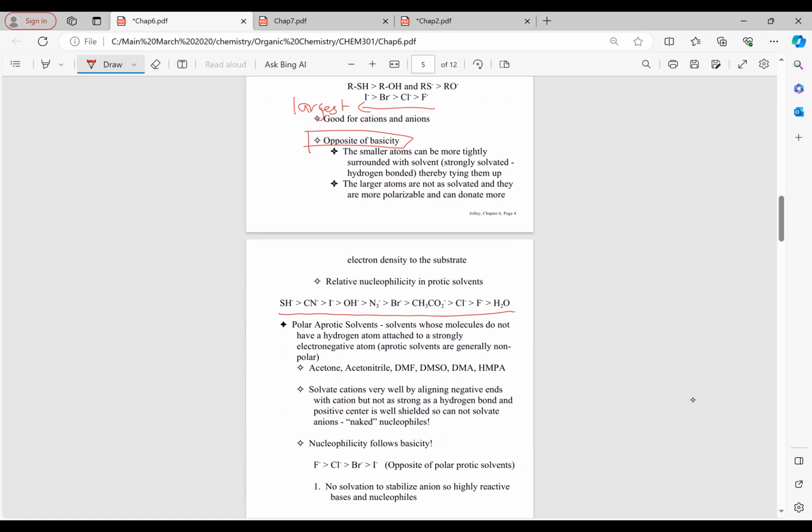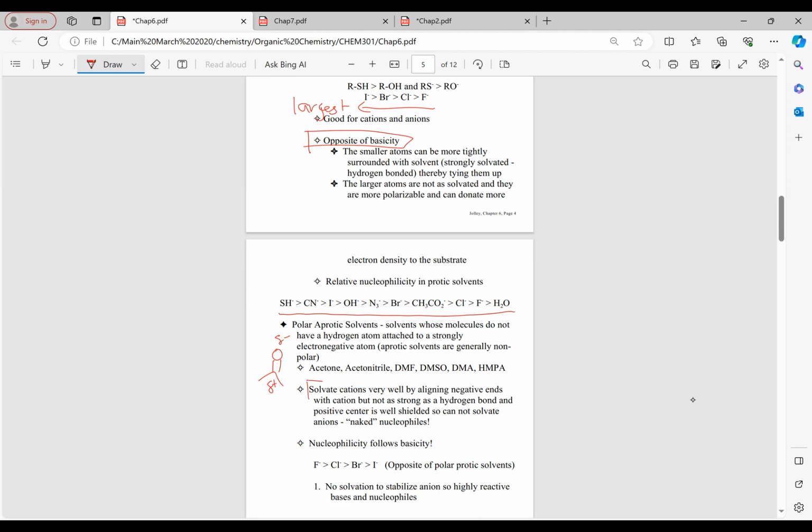Okay, we're into the next one. What about in polar aprotic solvents? Now, those, remember, cannot hydrogen bond with themselves. So these are solvents whose molecules do not have a hydrogen atom attached to a strongly electronegative atom, so they can't hydrogen bond with themselves. And I'm just going to draw acetone right here. Acetonitrile, DMF, DMSO. The key to all of those is that they do not hydrogen bond with themselves. This one's slightly positive, that one's slightly negative. So it's polar, but it doesn't have that hydrogen bonding.